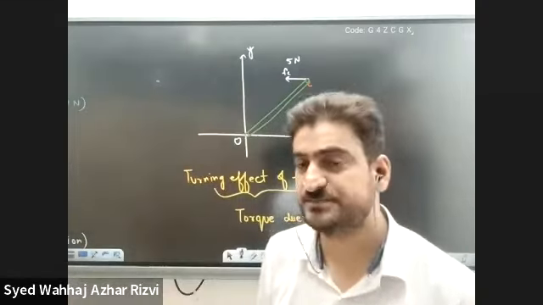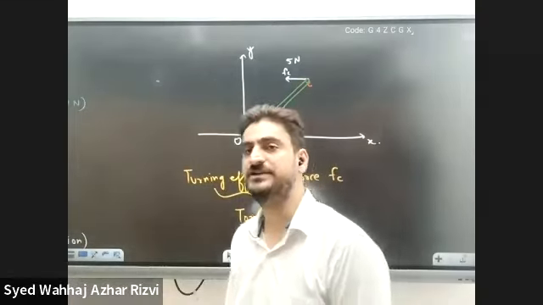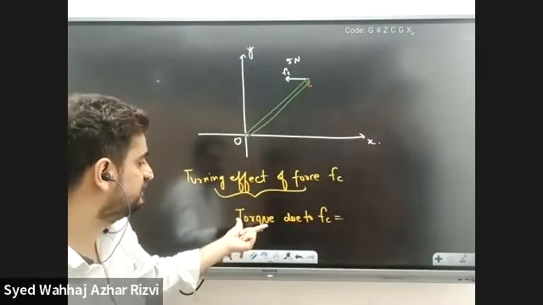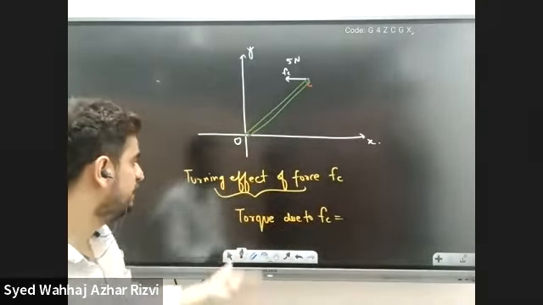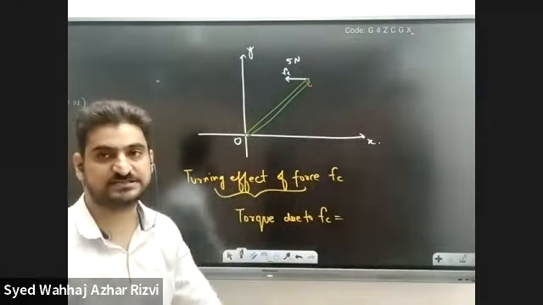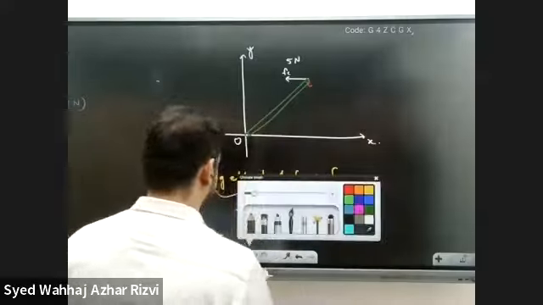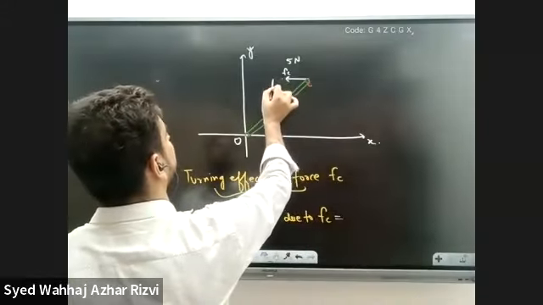So is anti-clockwise a positive rotation or a negative rotation? Positive. It is a positive rotation. And what do we have to find out here? We have to find out the torque due to force Fc, the turning effect of force Fc. Yes. What next do we have to do? Do we have to make a straight line like this?